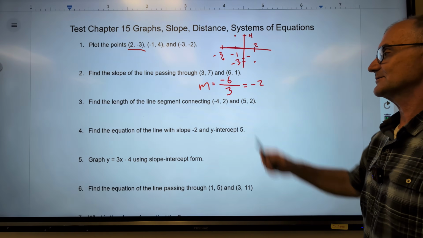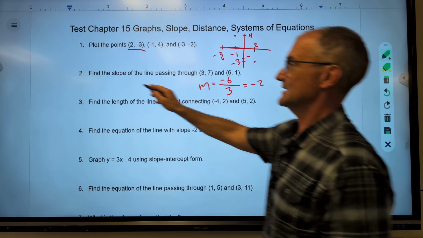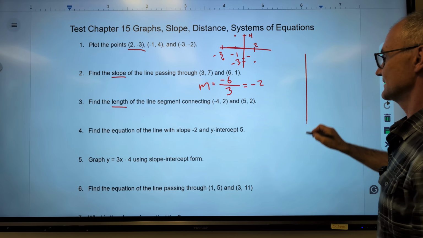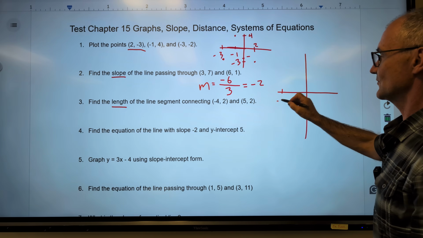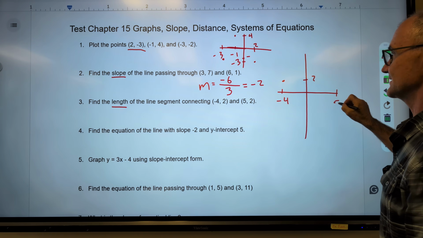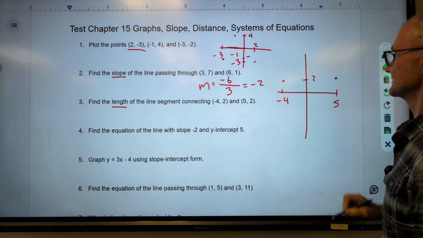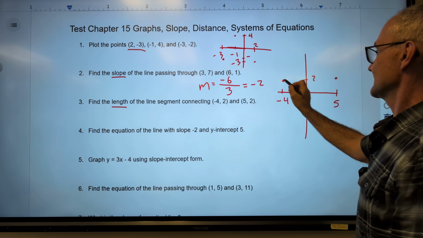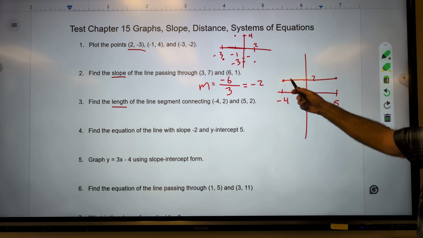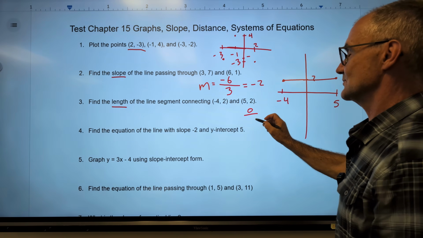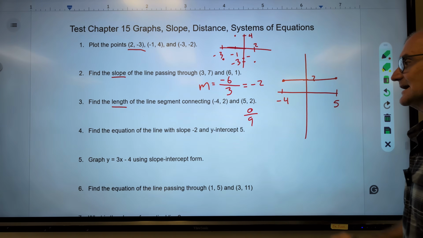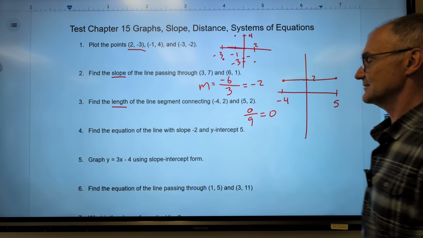Okay, this one right here, we're going to use the Pythagorean theorem. This one, again, is slope. This one is length. So this one here, I have the coordinate -4, 2, and the coordinate 5, 2. Oh, it's a good thing I graphed it. It goes straight across right there. So the rise here is 0. The run is whatever number you want to put in there, 9. 0 divided by 9 is equal to 0.